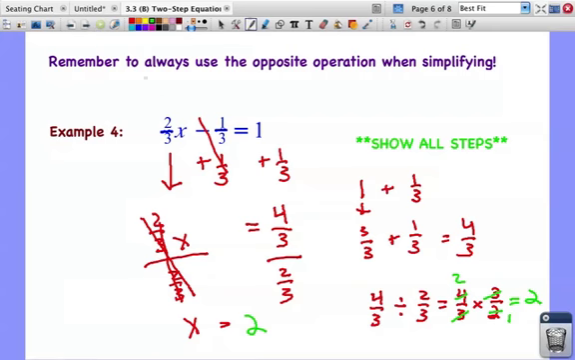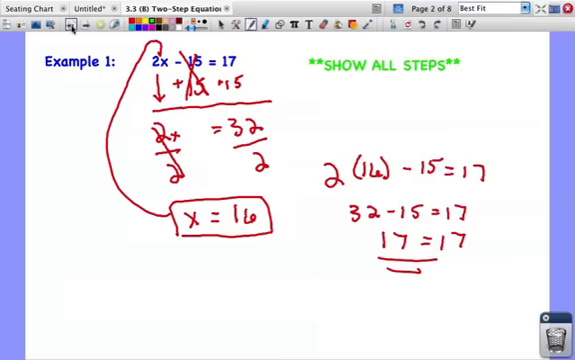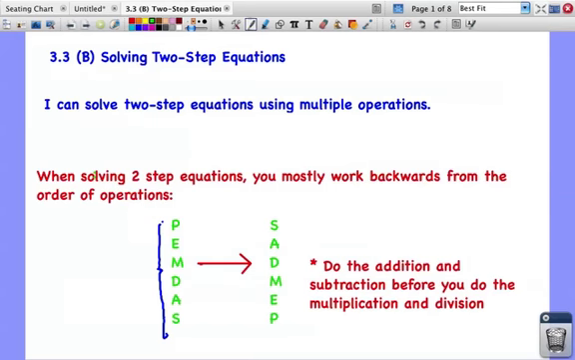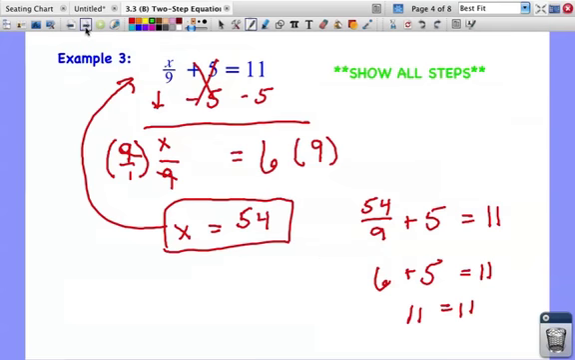Okay, you guys, the biggest thing that I want to point out with this lesson is, let's go back all the way to the beginning, we're not doing our multiplication and division first. We're doing the addition and subtraction before we do the multiplication and division. That'll help us solve for x. Our ultimate goal is just to get x by itself, so we have to get rid of these other numbers. And by doing that, we need to do the opposite operation.